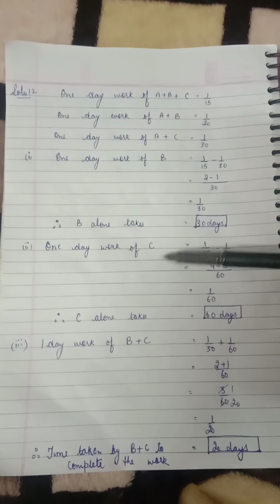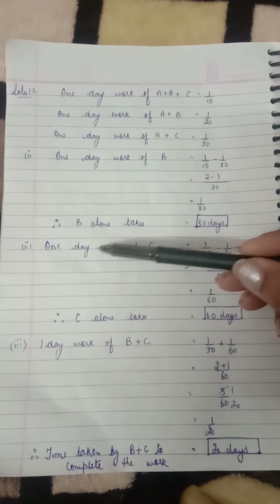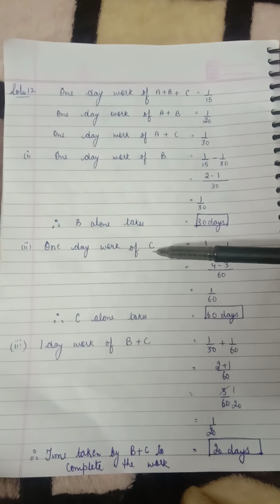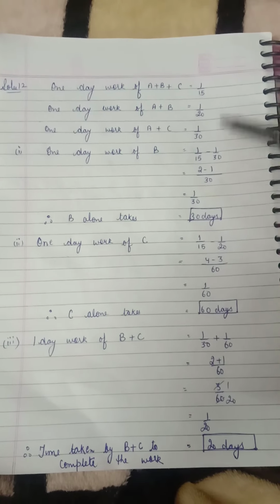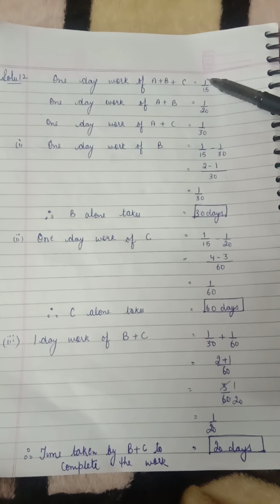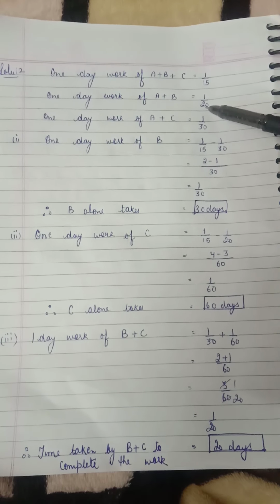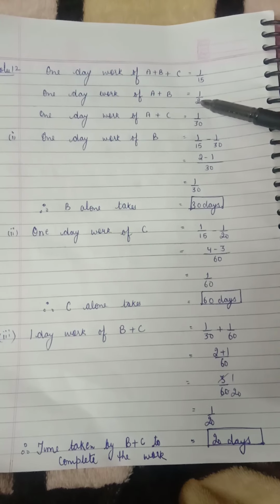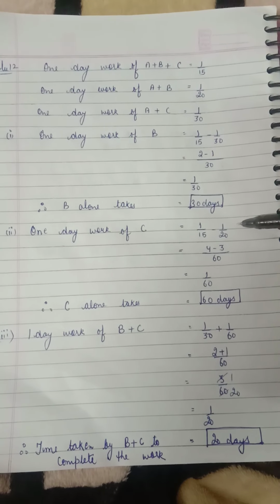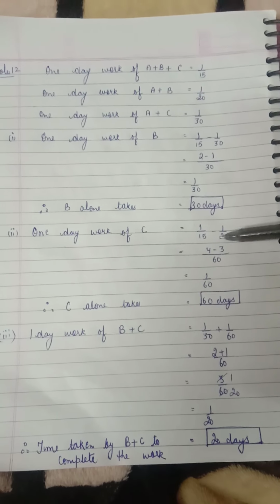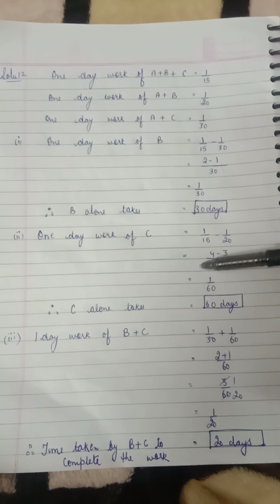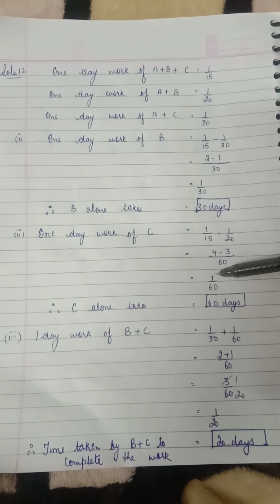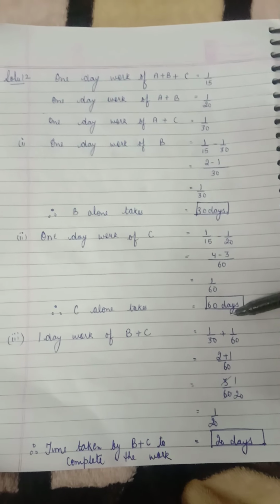Next part is you have to find out how much time C is taking. So again, to find that, first find 1 day work of C. Again, the collective work of A plus B plus C, from this, if you subtract 1 day work of A plus B, that is 1 by 15 minus 1 by 20. LCM 60, 4 minus 3, you get 1 by 60. And the time taken by C will be the reciprocal of 1 day work. So 1 by 60 reciprocal is 60 days.